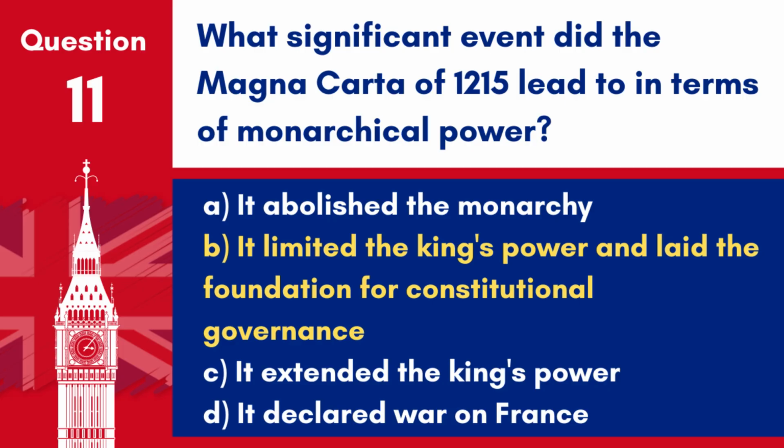Answer. B. It limited the king's power and laid the foundation for constitutional governance. The Magna Carta of 1215 is significant for limiting the powers of the king and establishing a basis for the rule of law and constitutional governance in England.